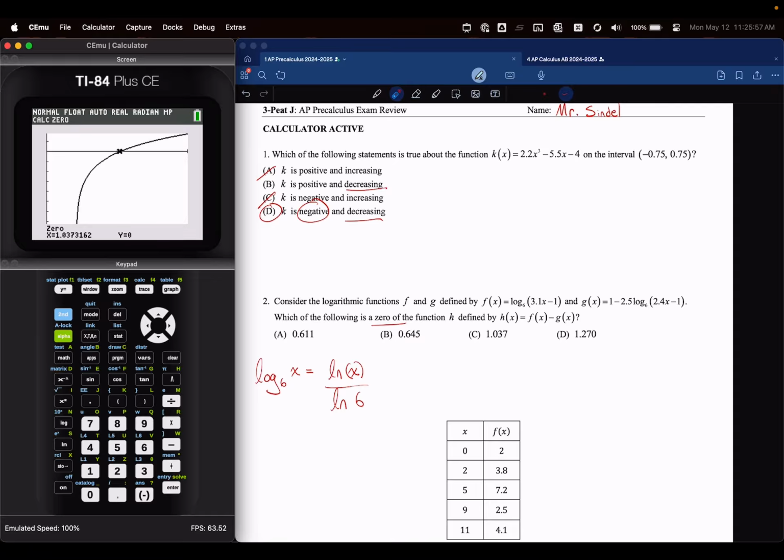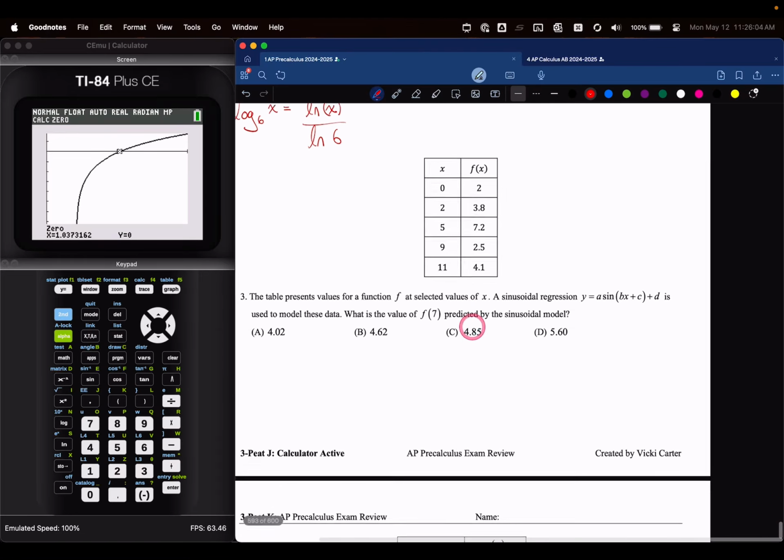And it says, okay, well, 1 was a good guess. It was actually 1.037. And hey, look at that. 1.037 is option C. Option C is correct. What about number 3?